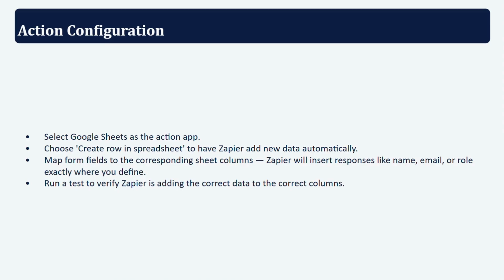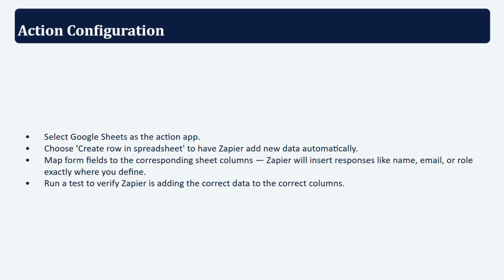Now with Google Sheets, you can actually make that the action. So if you do something, it will make something in Google Sheets. The other way around, if you create a row in the spreadsheet, Zapier will actually modify that to add data. So it's good for data collection without doing it manually. Now you can make fields in the sheet columns and it will insert responses like name, email, or role, if you can map them correctly.